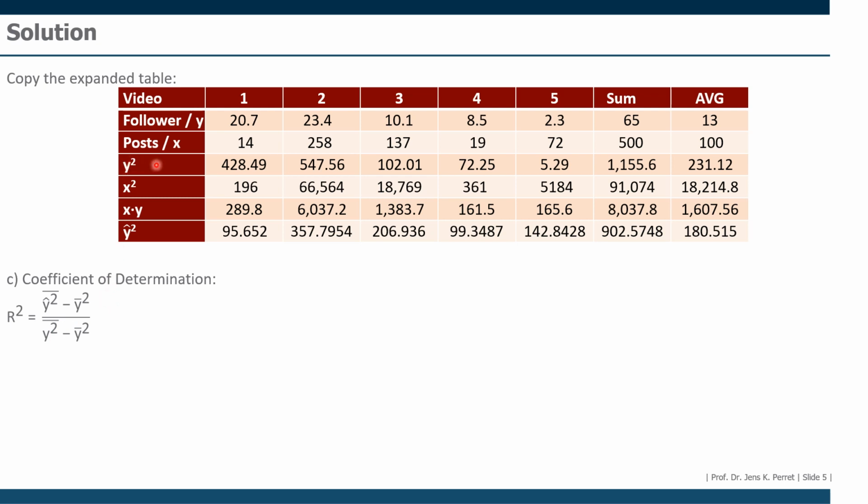And down here we have the average of y squared. Y squared, that was the row we have here. We didn't yet use this before, now we have to. So here we have the 231.12. That's the average of y squared. So if we insert all of this, it looks as follows.